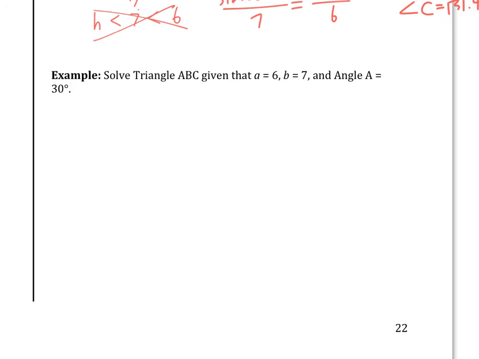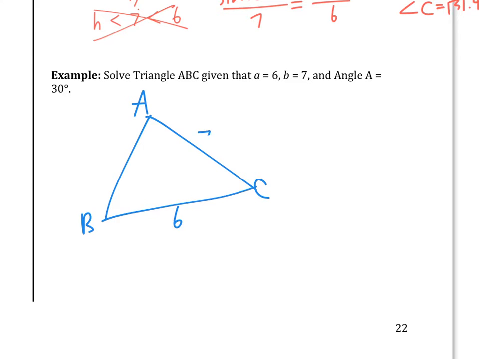Solve this triangle given these things. All right, so let's go ahead and draw it. A, B, C. Side a is 6, side b is 7, angle A is 30 degrees. Again, what we want to do is figure out the angle and the side that can't change. That is this angle and this side, the side that's immediately attached to the angle. That means 6 has the potential to move.